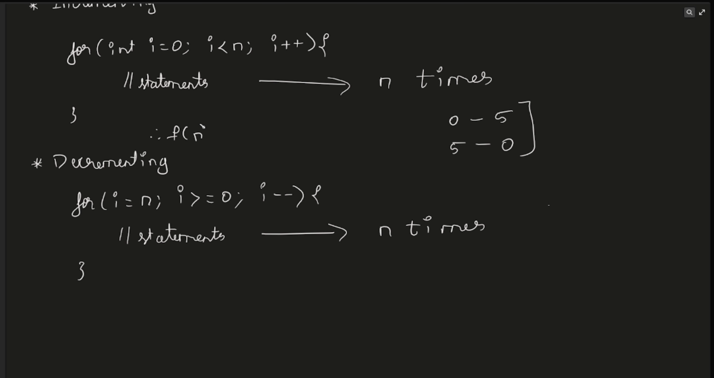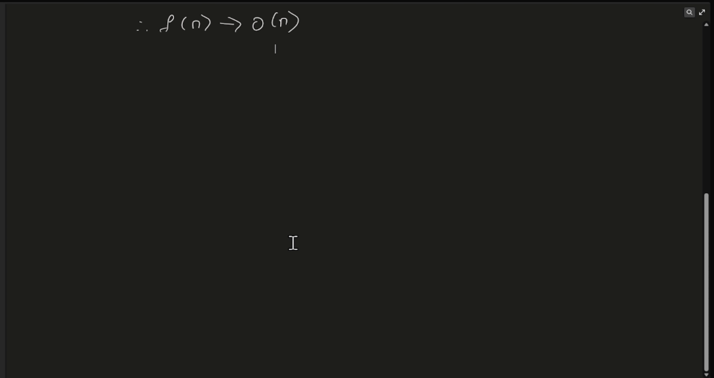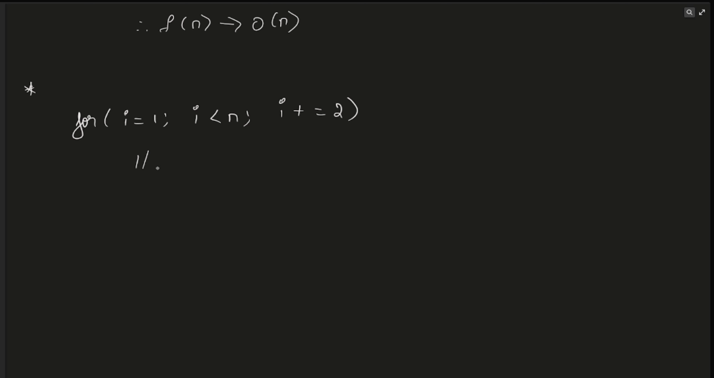f of n equals order of n. Let's take one more for loop, and we'll have some statements inside the for loop.